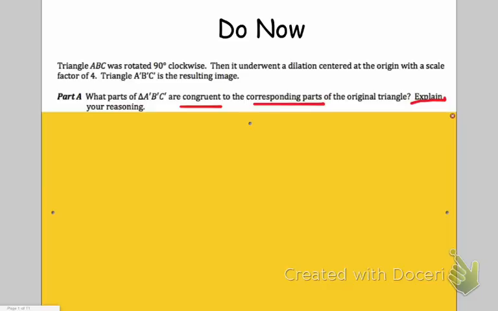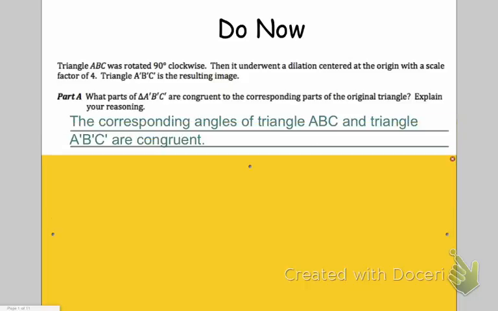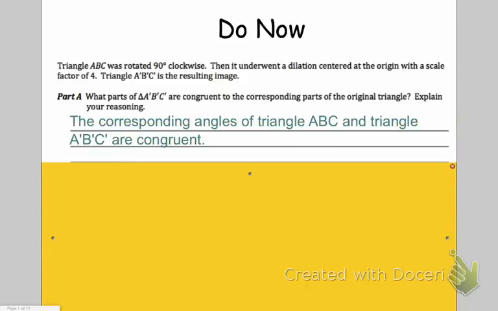So if it's undergone a dilation, we know that the side measures have also changed because it's changed in size. So that leaves us with only one part of these two triangles being the same, and that is the corresponding angles of triangle ABC and triangle A prime, B prime, C prime.